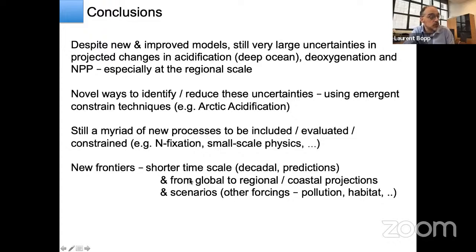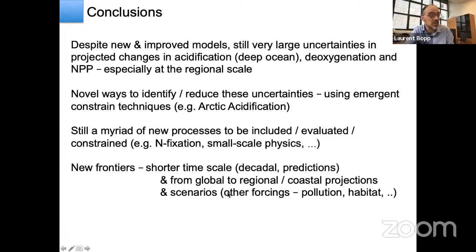Then one of the new frontiers is also to go from the global scale projections to regional and even coastal projections. And that's what you try to do with the CROCO model, for example. How can we produce projections at the coastal scale, at the regional scale, that are meaningful? What are the boundary conditions that I use in addition to what's in my model? And again, using different models to explore the uncertainties seems absolutely key in that regard.